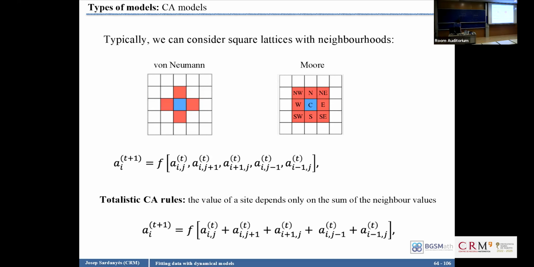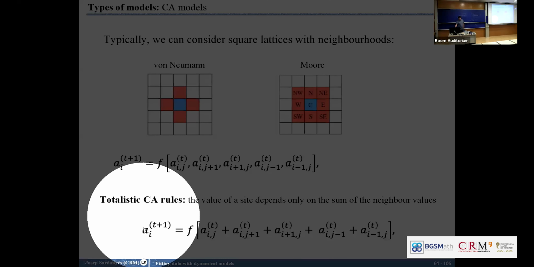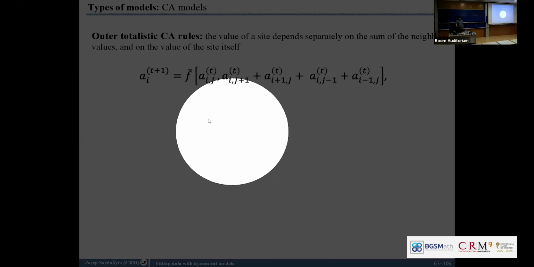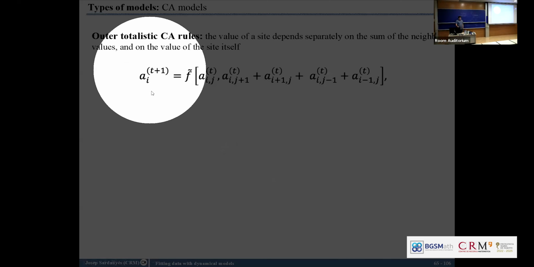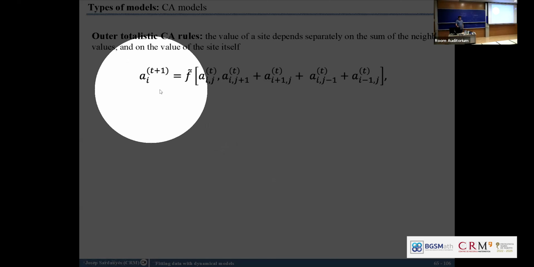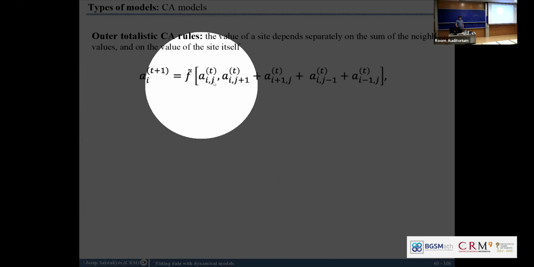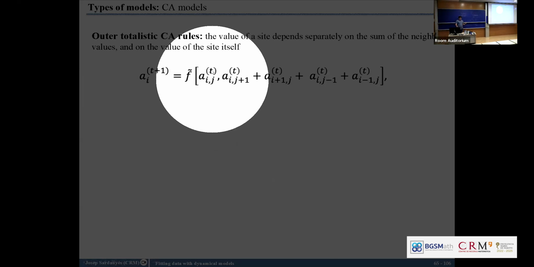Okay, then we have different examples of 2D automata. We have the totalistic cellular automata, in which the value of a given site at time t plus 1 is a function that sums all the states of the neighbors. Another one is the outer totalistic, in which the value of the site at t plus 1 is a function that depends on the site itself and the sum of all the neighbors. So here we have a lot of different options.